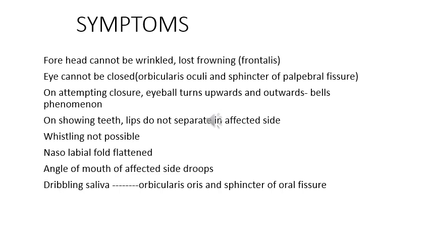On showing teeth, the lips do not separate on the affected side. Ask the patient to show the teeth. The lips do not separate on the affected side. Ask the patient to whistle. It is not possible. The nasolabial fold can be seen as flattened. The angle of the mouth on the affected side is seen drooping down. There is dribbling of saliva. Again, the orbicularis oris, the muscle around the lips and the sphincter of the oral fissure, is affected.